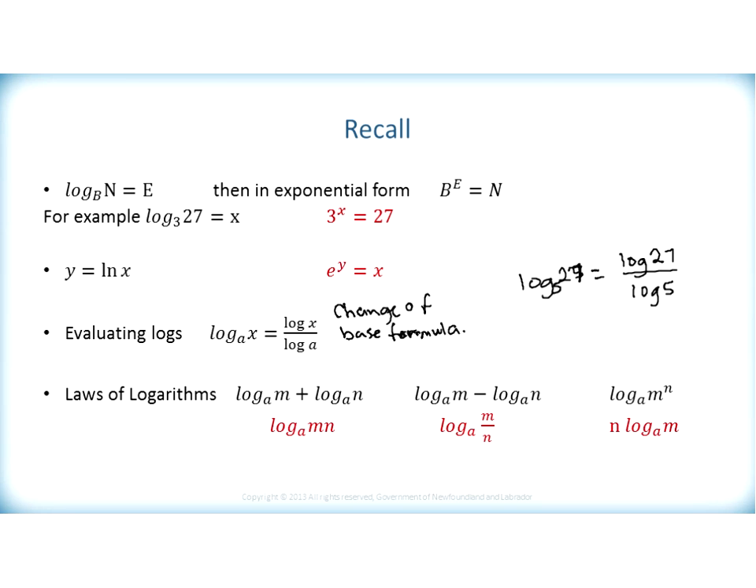Let's also recall the laws of logarithms. We have the sum of two logs with the same base. We can multiply m and n when we combine to a single log. When we have the difference of two logs with the same base, we can combine the logs to a single logarithm by doing the quotient of m and n. And when we have m to the power of n, we can bring it down in front and multiply it by log m base a. So we have to recall the laws of logarithms as well.